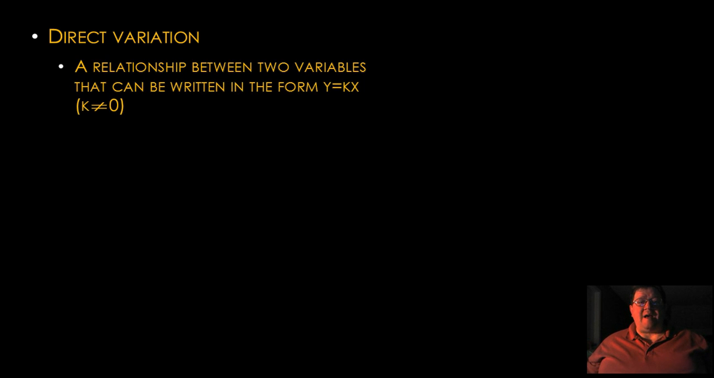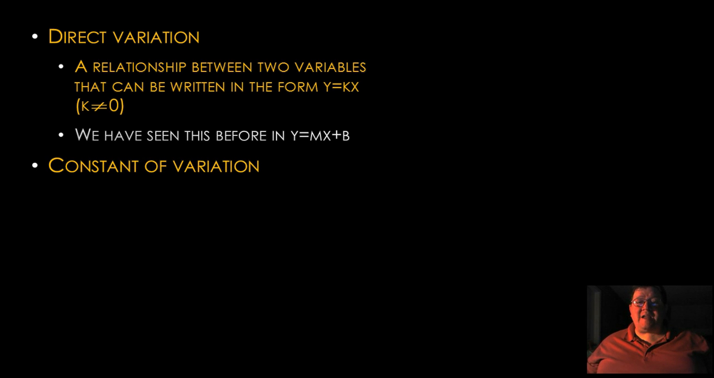All right, here's your first vocabulary term, direct variation. A direct variation is a relationship between two variables that can be written in the form y equals kx, where k does not equal 0. We've actually seen this before in this formula here, y equals mx plus b. Hopefully you all remember what this is the formula for.